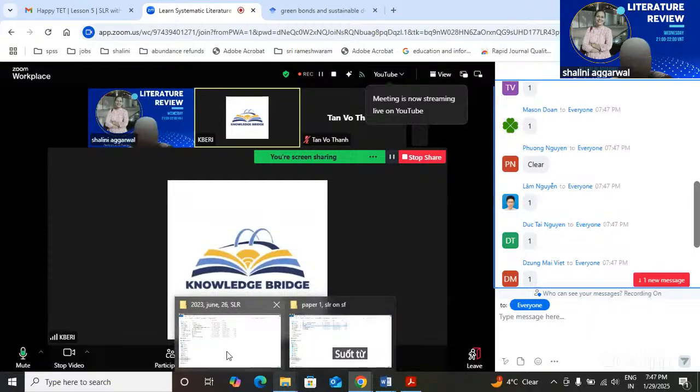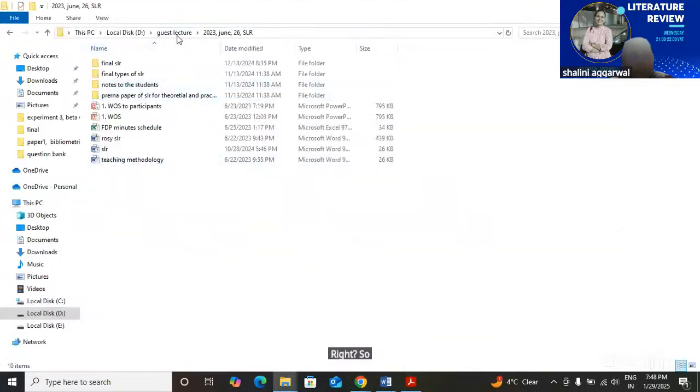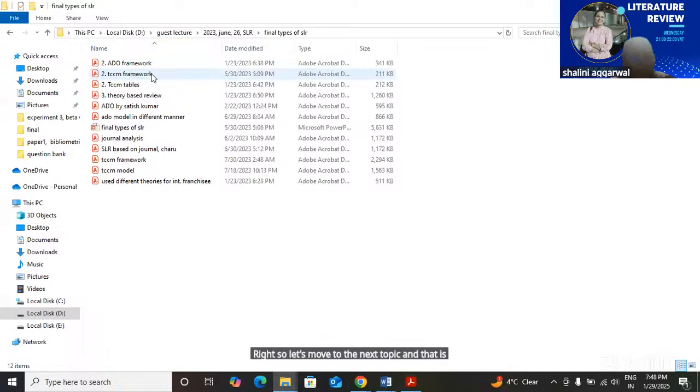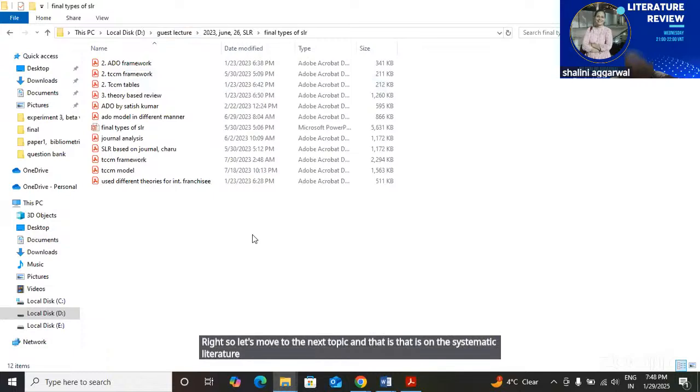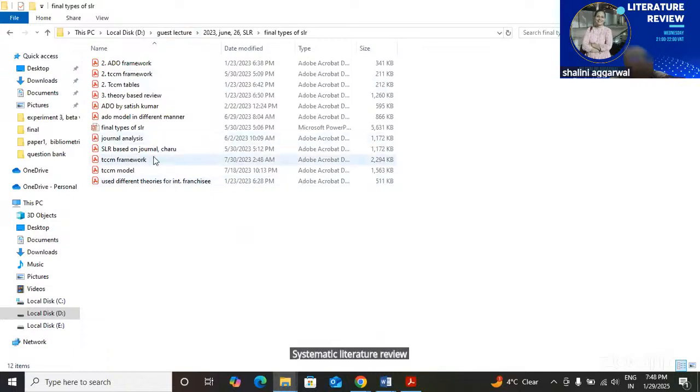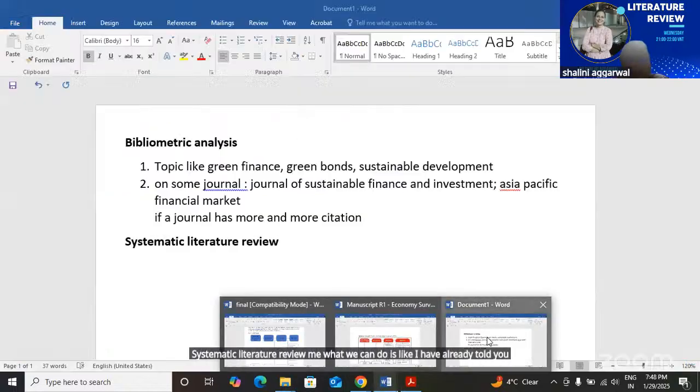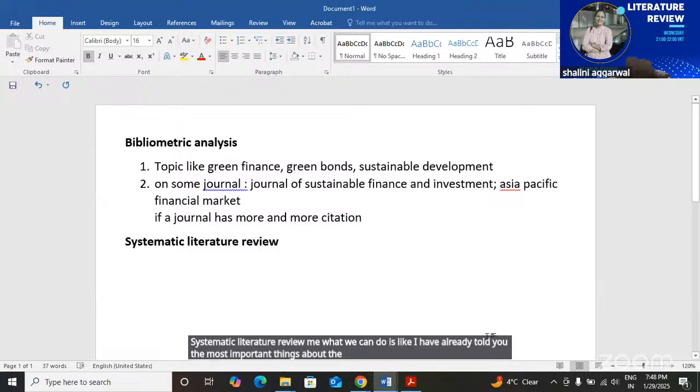So this is clear, right? So let's move to the next topic, and that is on the systematic literature review, right? Systematic literature review, what we can do is, like I have already told you, the most important thing about the systematic literature review is that you should have the TCCM framework. This we have already done.